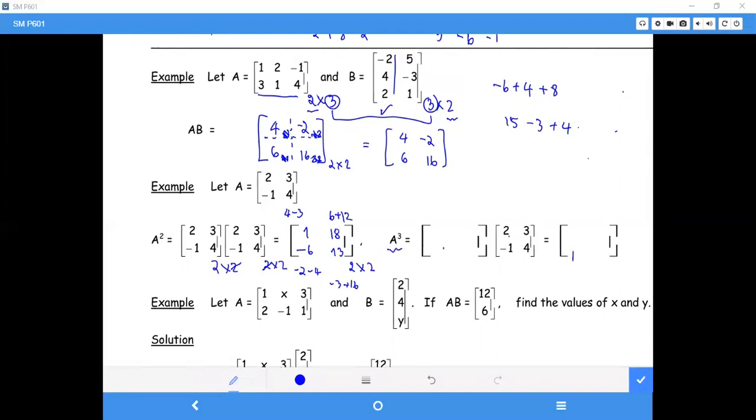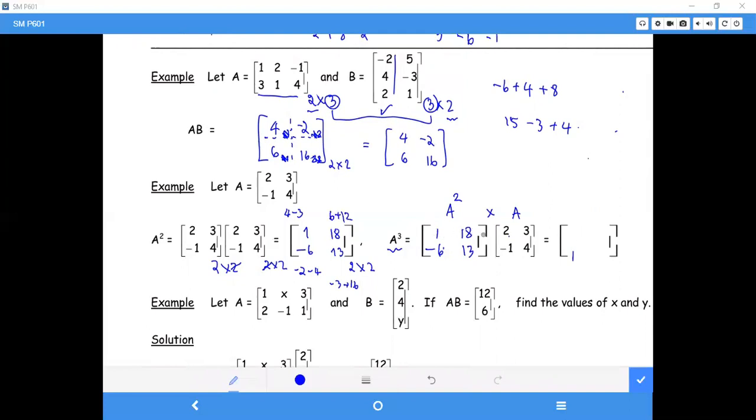Okay, next one, you want to find a cube, right? So what do you do? You just have to copy the a squared that you have here, and multiply with one more a. A squared times a, you will have a cube there. Okay, let's do it. Copy and paste: 1, 18, negative 6, 13. Multiplying. Let's do it, right?